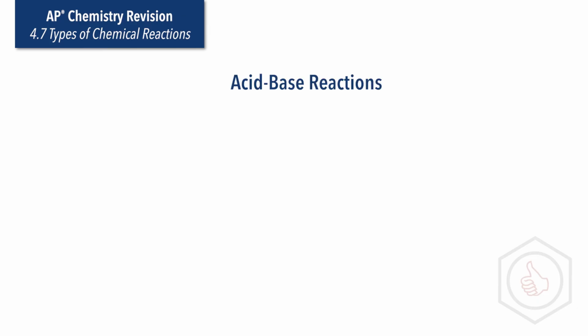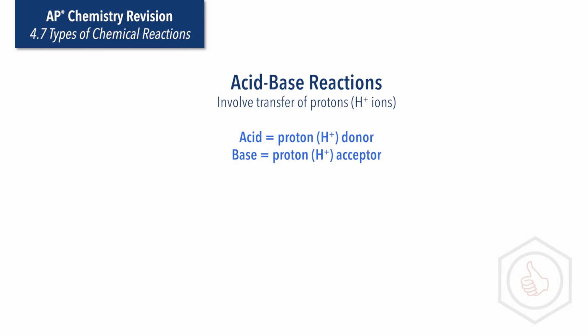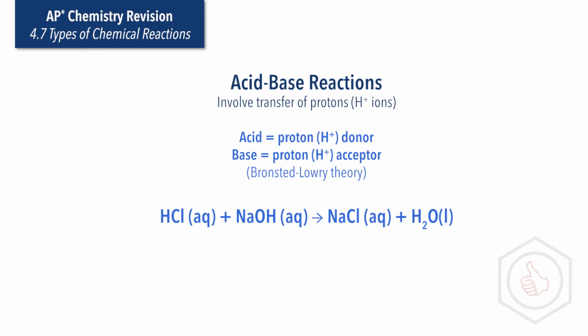Acid-base reactions involve a transfer of protons, H+ ions, from one species to another, with the acid acting as a proton donor and the base a proton acceptor. This is based on the Brønsted-Lowry definition of acids and bases. For example, HCl plus NaOH goes to form NaCl plus H2O.